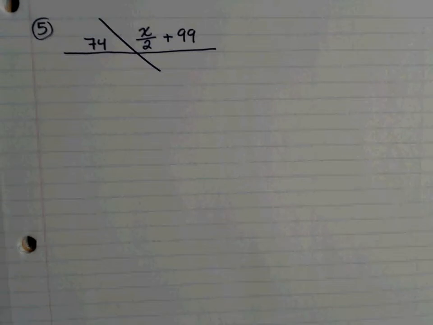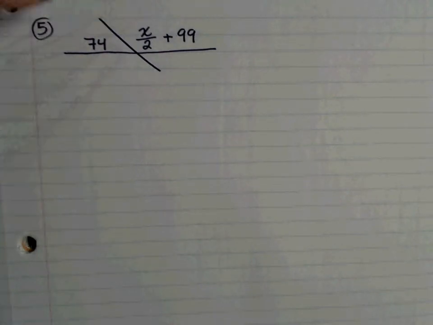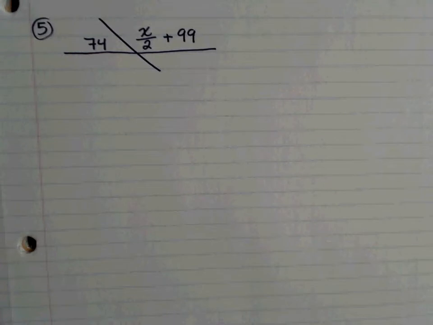What if we say x over 2 plus 99 equals 74? Are those vertical angles? No. So, I mean, think in context of the story. Like, what's happening in the story? Like, what is the issue here? Right?